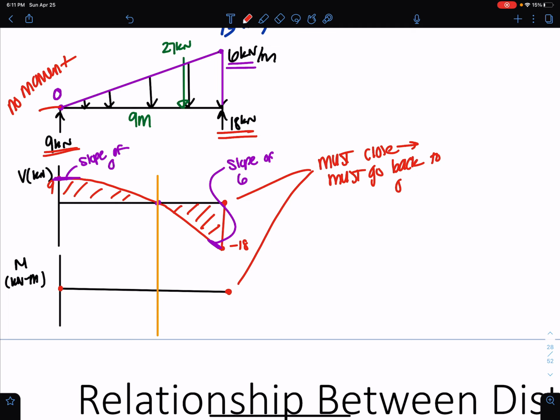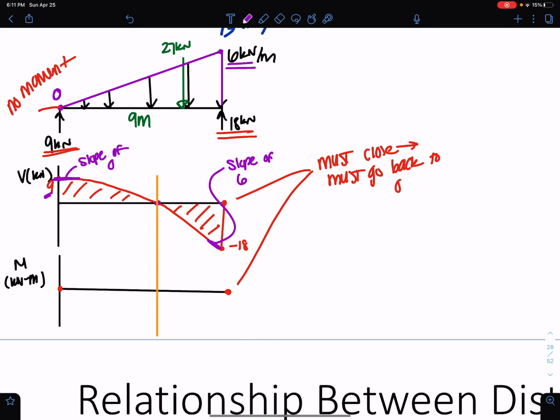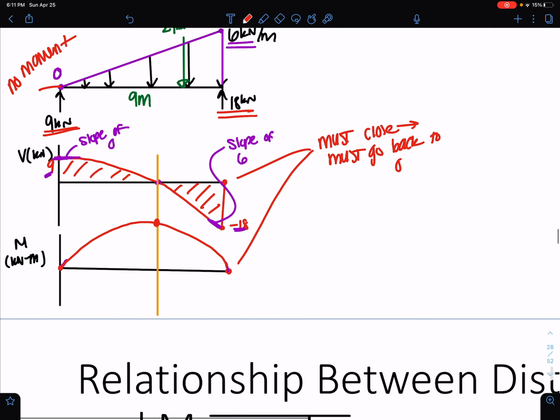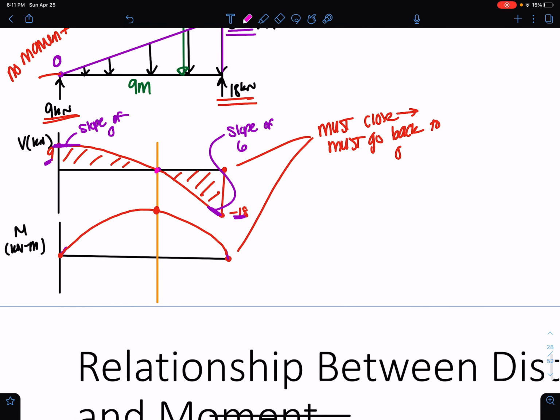And the value of the slope of our moment diagram at this point here has to be 9, the value of the shear diagram. So we need a slope of 9 here, and we need a slope of negative 18 here, because the value of shear is negative 18. All we have to do is connect those 2 points. And we know that we have a maximum, although it kind of looks funny because of the way I drew it, but we know we have a maximum here, because when the derivative is 0, the integral is max.